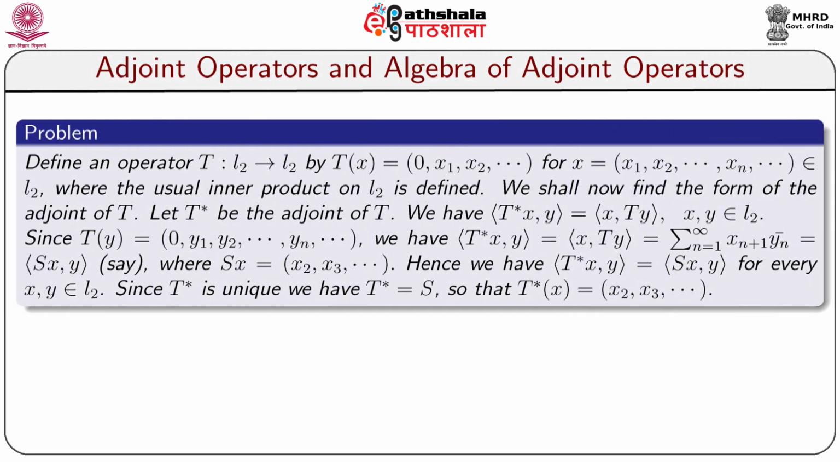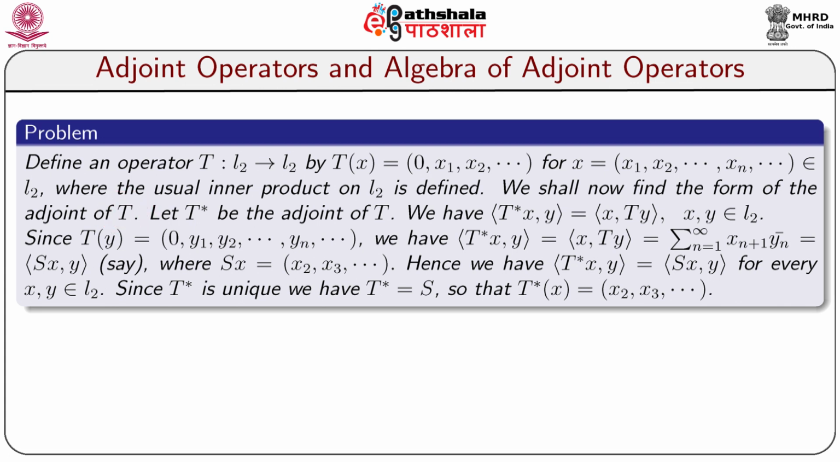Thus, we pose a problem. Define an operator T from L2 to L2 by Tx equal to the sequence 0, x1, x2, ..., where the first coordinate is 0, for x equal to the sequence x1, x2, ..., xn, ... belongs to L2, where the usual inner product on L2 is defined. We shall now find the form of the adjoint of capital T.